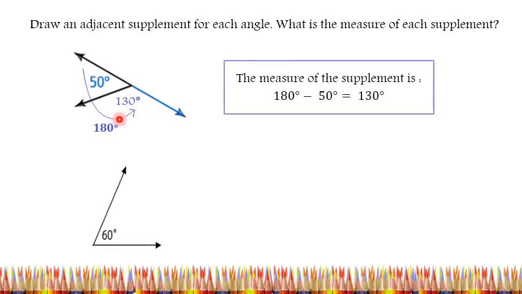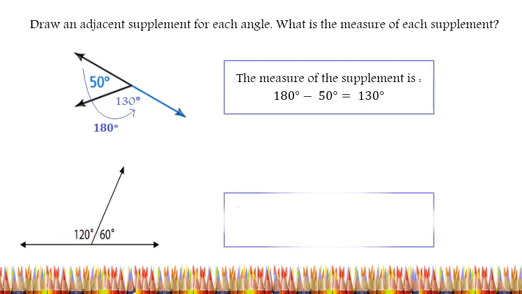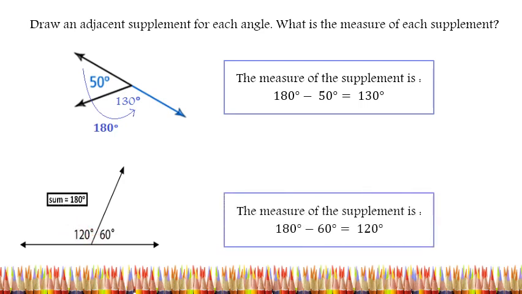Okay, the measure of the supplement is how much they should be together: 180. Subtract 50 from 180. The supplement is 130 degrees. Again, it's 60 degrees, so to find this missing angle, I have to say 180 minus 60, which is 120.